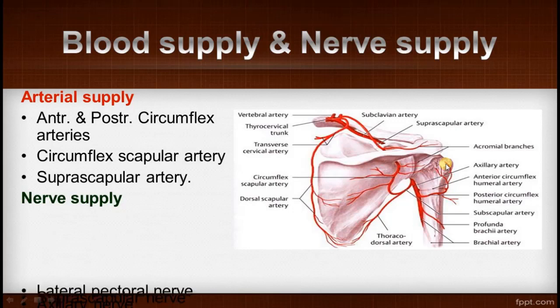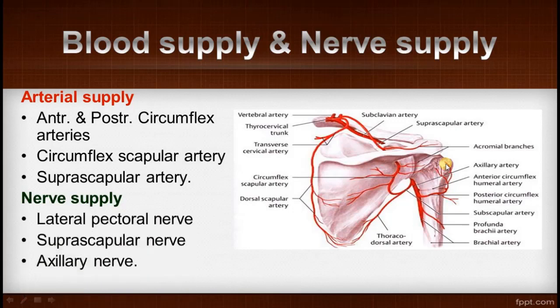Nerve supply is mainly by the lateral pectoral nerve. The lateral pectoral nerve emerges here after piercing the clavipectoral fascia. You remember the four structures which pierce the clavipectoral fascia, of which one is the lateral pectoral nerve. So the lateral pectoral nerve supplies the shoulder joint. The suprascapular nerve also supplies the shoulder joint; it passes above the scapula through the suprascapular notch and gives an articular branch. And definitely the other nerve, which is closely related to the surgical neck of the humerus, also gives an articular branch to the shoulder joint. So the axillary nerve, suprascapular nerve and lateral pectoral nerve, these three nerves supply the shoulder joint.